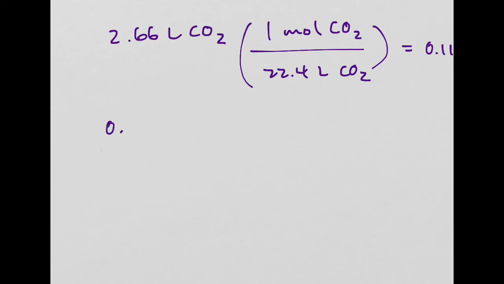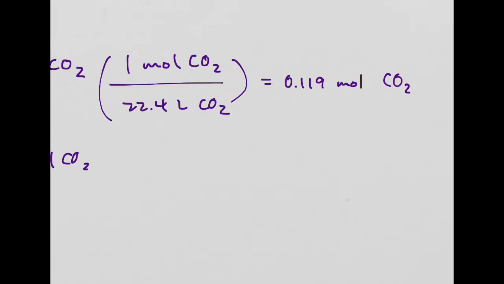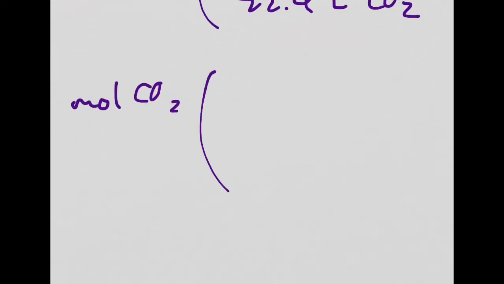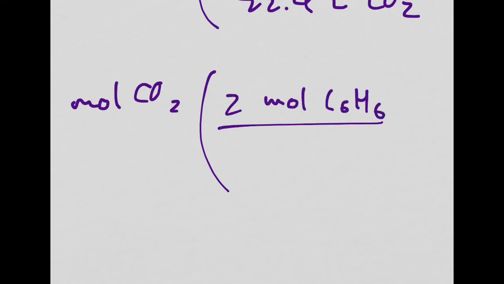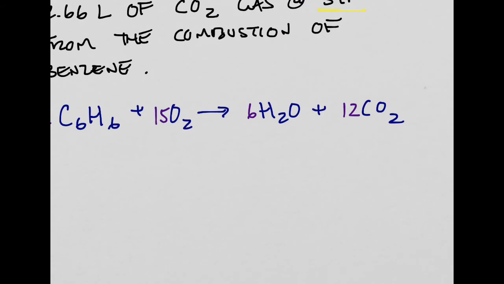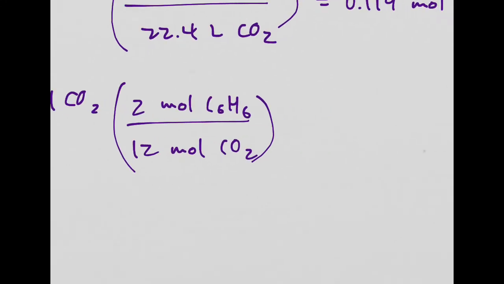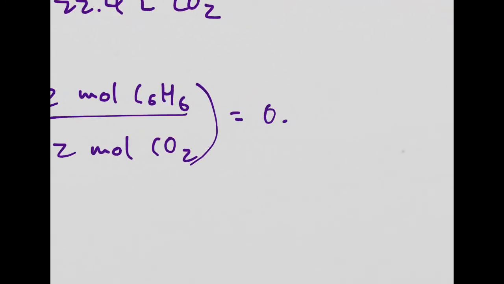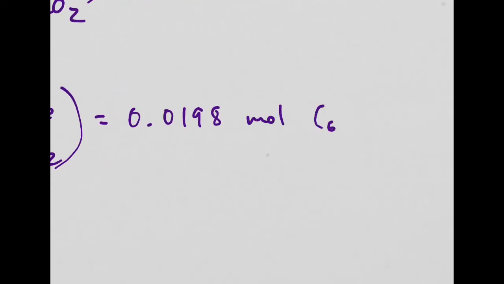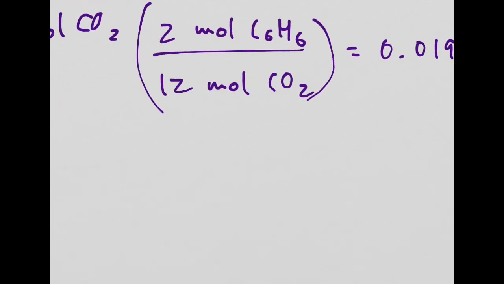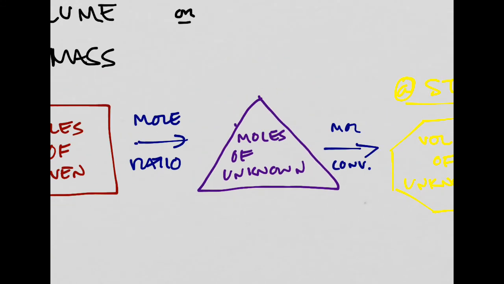So I'll take my 0.119 moles of CO2. Don't forget that I just got that right here. And I'm going to do my mole ratio, so I have 2 moles of my benzene to every 12 moles of my carbon dioxide. Again, I got that from here. There's my 2, and here's my 12. When I put this into my calculator, I get 0.0198 moles of benzene.